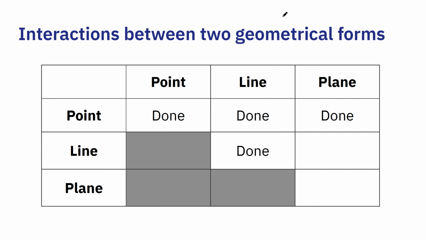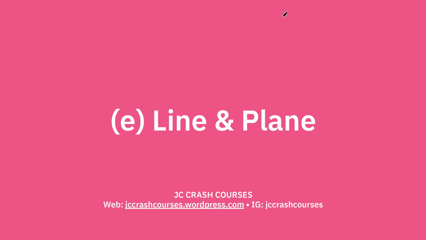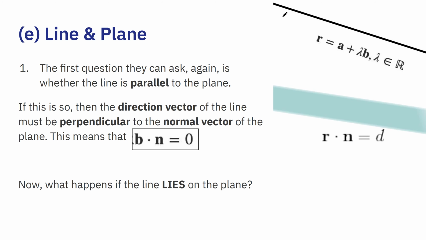Okay, so now that we've completed the interactions between a point and a plane, we are left with line plane and plane plane. So let's talk about the interactions between a line and a plane. So the first question they can ask is whether the line is parallel to the plane. So in order to do this, we recall that every plane has a normal vector. So all we have to do is, here is parallel to B, right? We just have to check if B dot n equals to 0. Because if B dot n equals to 0, this would mean that B is perpendicular to n. And since the normal is perpendicular to the plane, the line will be parallel to the plane also.